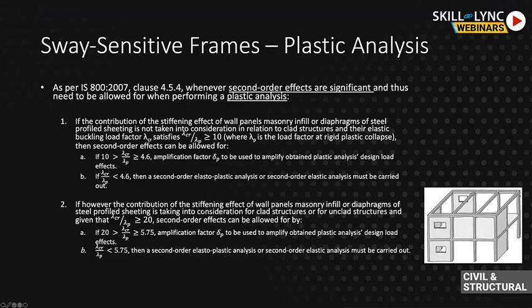If you're dealing with a structure that is uncladded, or a cladded structure whereby the stiffness of the masonry infill wall panels and other metal sheeting panels have been taken into consideration, then you are in bullet point number 2. The second criteria you need to meet is lambda crit by lambda P greater than 20. Okay, so how do you allow for second order effects? Again, A or B, and A or B depend once again on the ratio of lambda crit by lambda P.